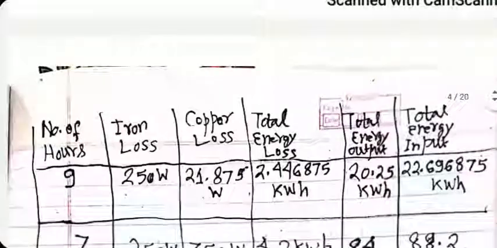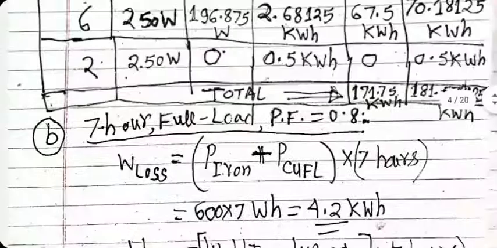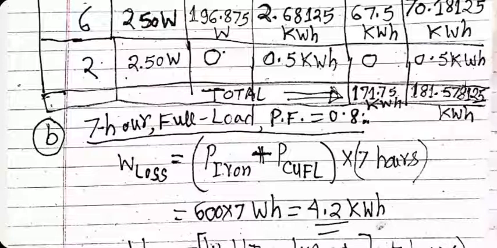Yeah, B. So W loss will be P iron plus P copper at full load, which is 600 watts multiplied by 7 hours. So the loss of energy is 4.2 kilowatt hour in this period.